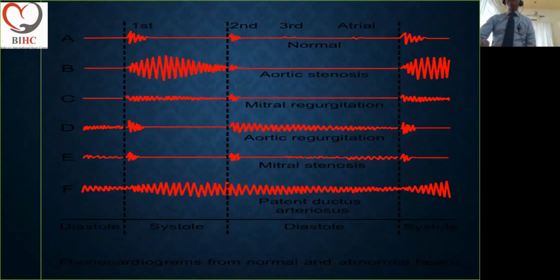Whereas mitral regurgitation is a pan-systolic murmur. Aortic regurgitation is a long, early diastolic murmur. Mitral stenosis is a mid-diastolic murmur with a pre-systolic accentuation. And a continuous murmur is a harsh murmur that is peaking towards the second sound.